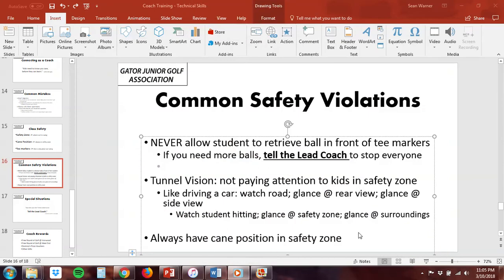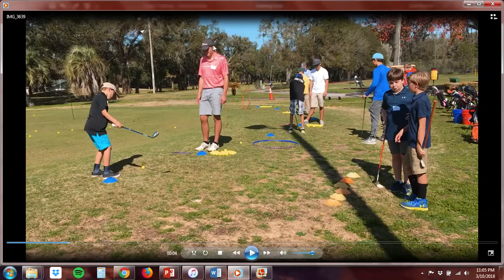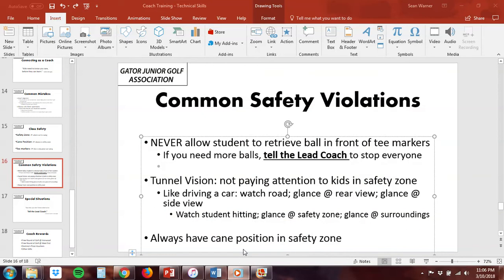Okay. So yeah, cane position, tunnel vision, and another thing is, coach safety is important. This kid is swinging behind coach here, and we don't want coach to get hurt. We don't want coach to get hit by another student swinging a golf club. So always keep your eyes around. If you notice the student's too close, then you need to change something. Okay. All right. So keep your head on a swivel. All right. Cane position, safety zone.